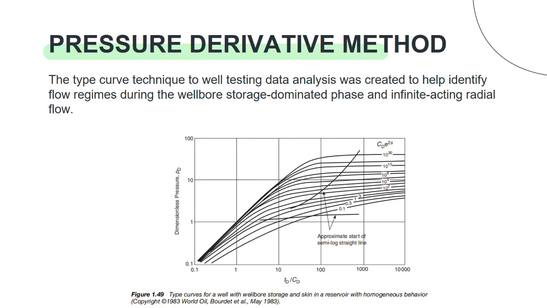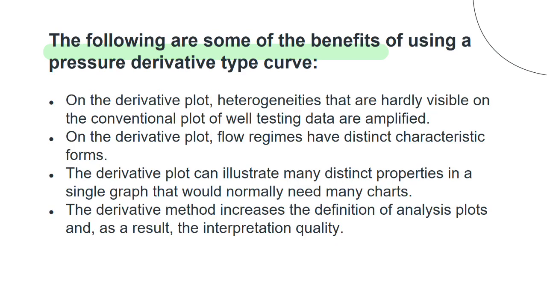The type curve technique for well testing data analysis was created to help identify flow regimes during the wellbore storage dominated phase and infinite acting radial flow. Below is an example of data analysis and type curves for a well with wellbore storage and skin in a reservoir with homogeneous behavior. So now, let's talk about the benefits of using a pressure derivative type curve.